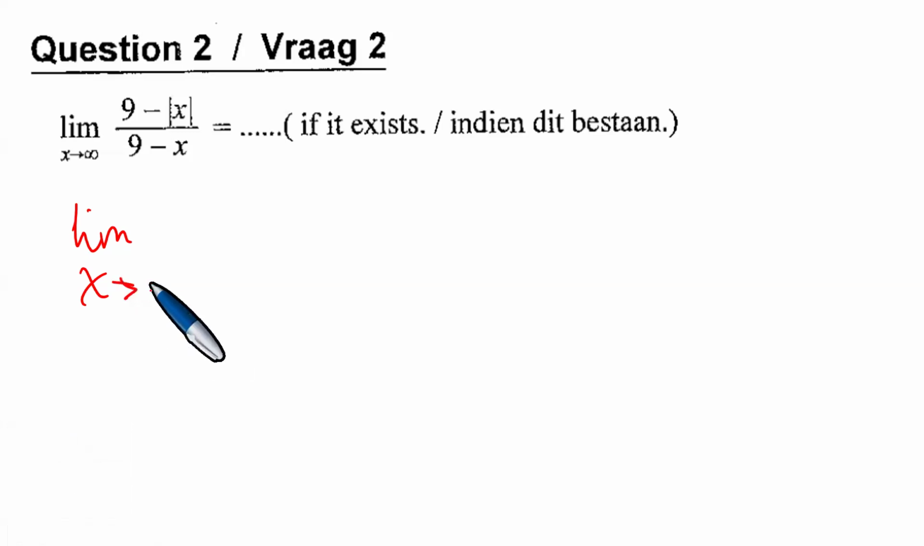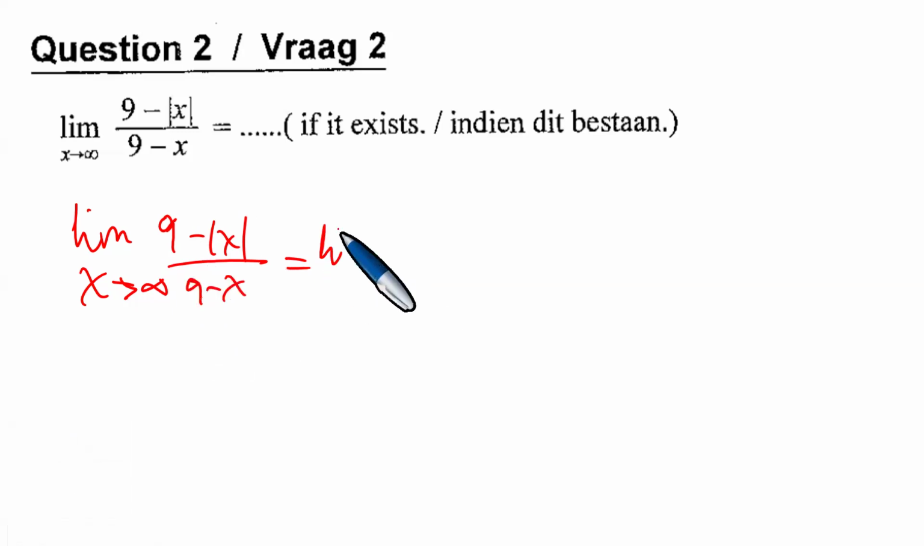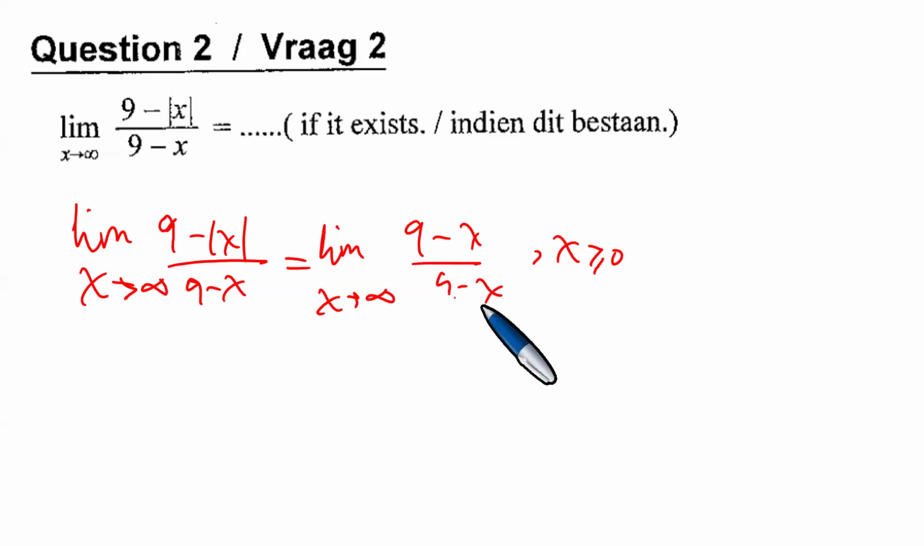Right, so we're taking the limit as x approaches infinity of 9 minus the absolute value of x, over 9 minus x. As x approaches infinity, it means that x is greater than 0. So you have 9 minus that, and then we have 9 minus x, like so. That is what we're able to see immediately. With this, the limit is going to be exactly 1, because it's this divided by itself.